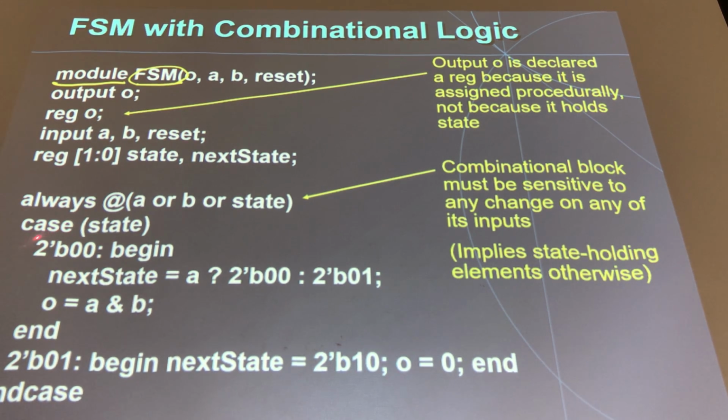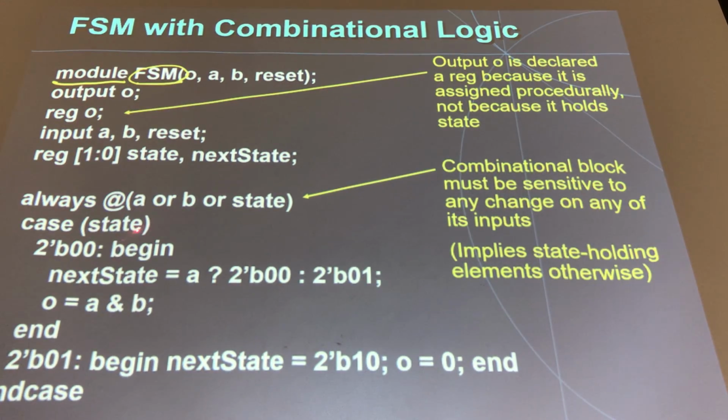Here is a case statement. It depends on your state value. The state value is the current state, CS. If your current state is 0, 0, 2-bit binary, then the next state depends on the A value. If A is 0 as input, you're getting next state 0, 0. If A is 1, you're getting 0, 1.